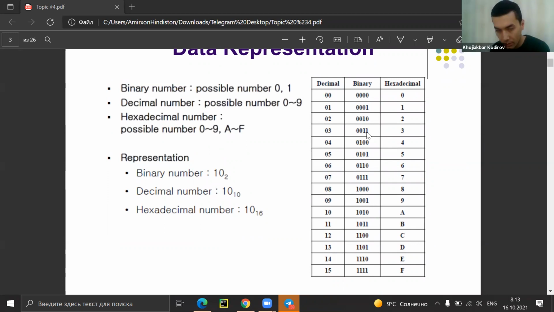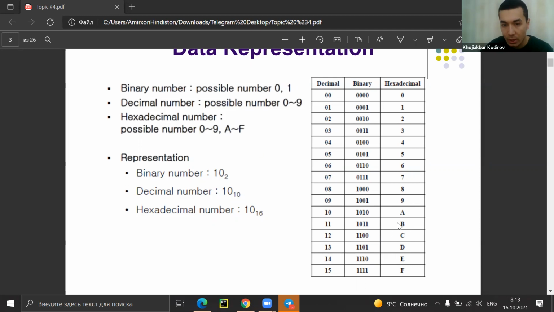Hexadecimal is numbers from 0 to 9, and from 10 it starts with alphabetical representation: A, B, C, D, E, F. Got it? So for example, binary numbers have the possible digits 0 and 1. Decimal numbers have possible digits from 0 to 9. Hexadecimal numbers have the possible digits 0 to 9, and from 10 they change to alphabetical representation from A to F.